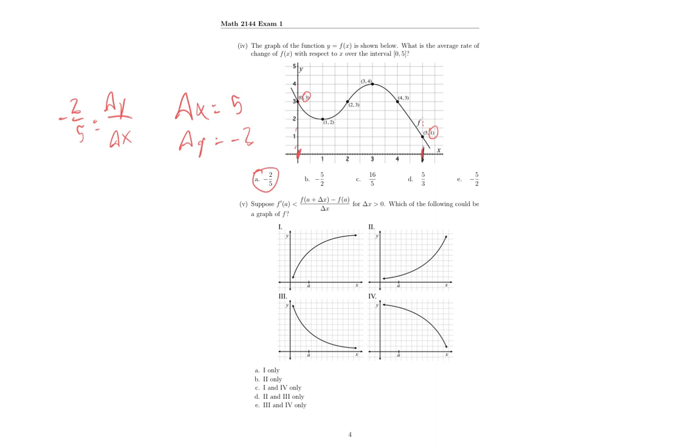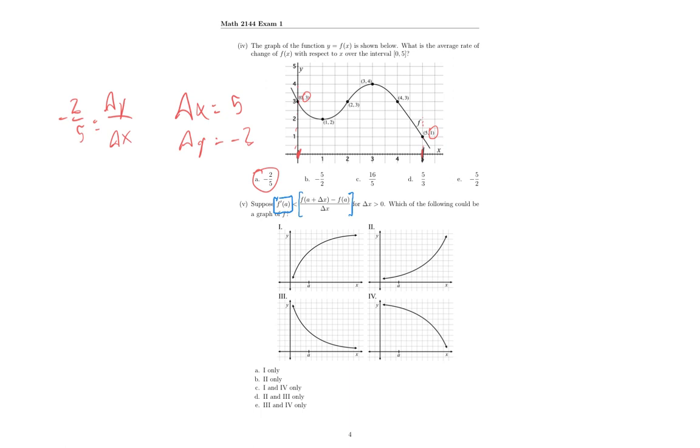Okay, so for part 5 here, suppose f prime of a is less than this, for delta x greater than 0. Which of the following could be the graph of f? Then we have 4 options. So this seems intimidating. I can't blame you, but what's this here? Well, this is the instantaneous rate of change. What's this? Well, that's the average rate of change between basically the point a and some further point.